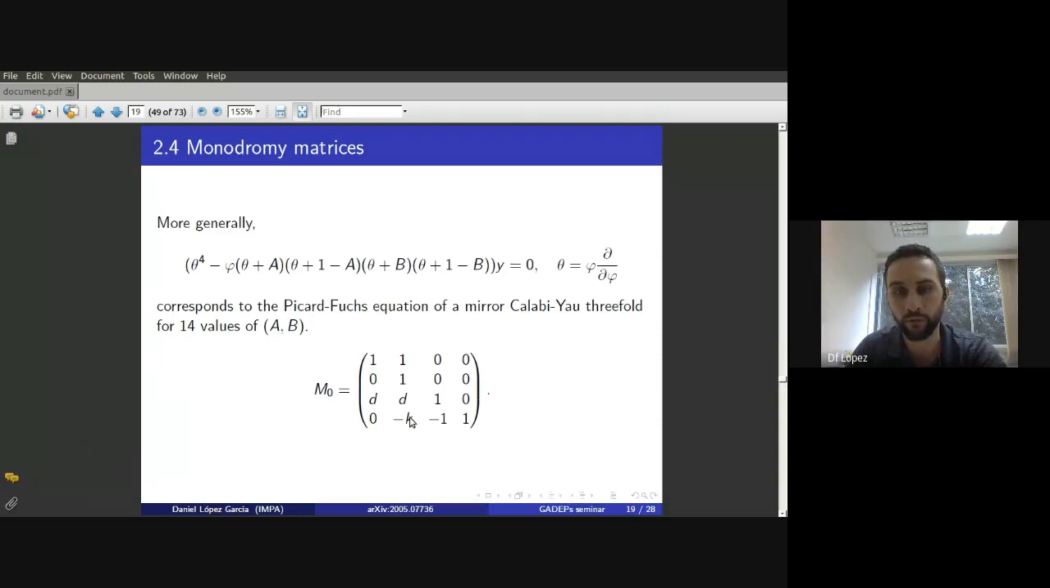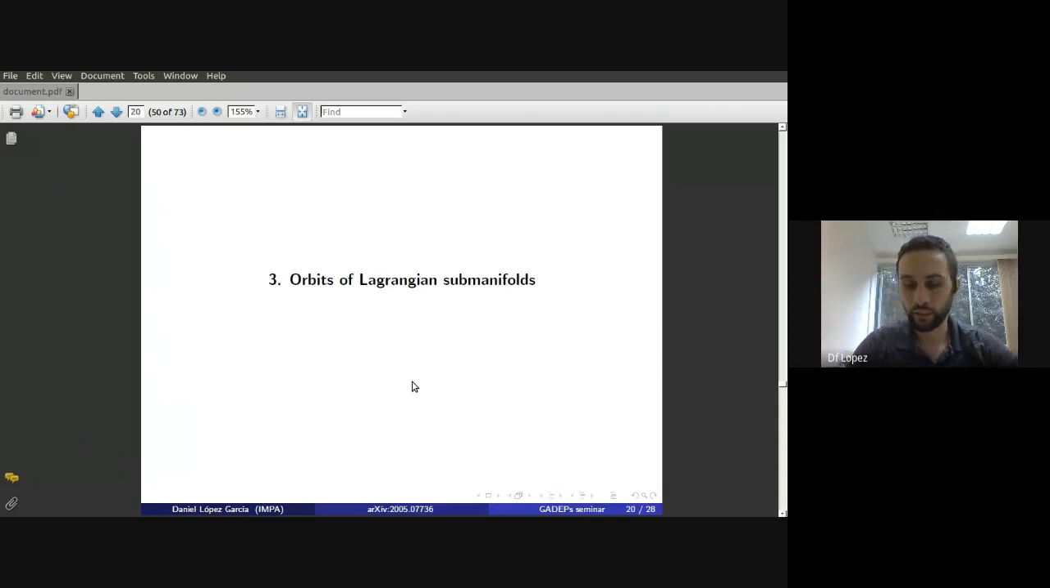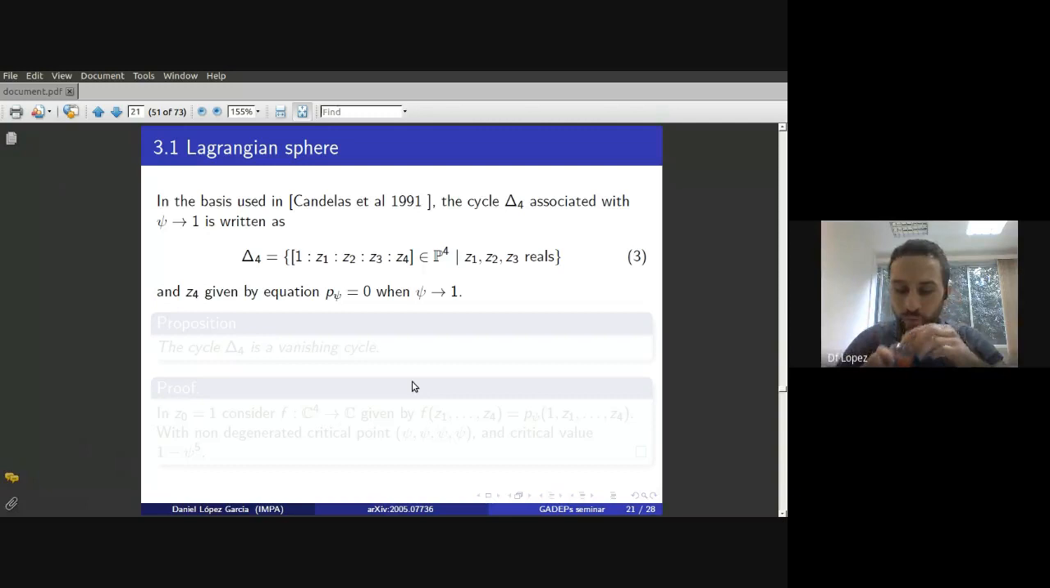Now the last part of the work is about the computation of the orbits of some Lagrangian submanifolds by the monodromy action. In the work of Candelas, they compute explicitly some cycles and give the coordinates to describe them. For example, the cycle delta 4 is associated with the degeneration where psi goes to 1. It is written like this in the affine coordinates with c0 equal to 1. We take the first three variables c1, c2, c3 to be real numbers, and c4 is given by the equation P psi equals 0 when psi goes to 1.